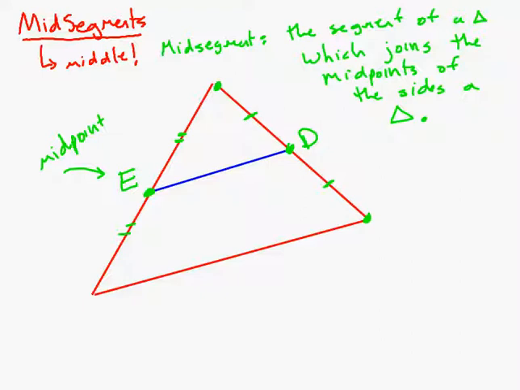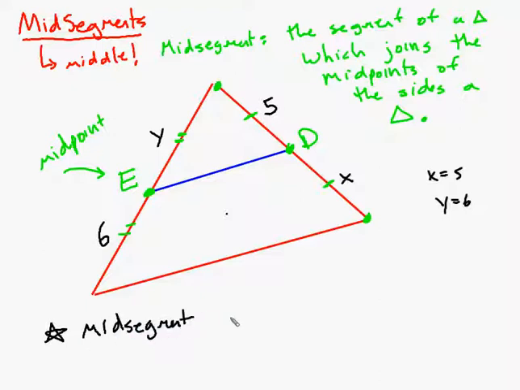So, there's lots of things that we can use this for. So if this segment is 5, what's x? 5. Okay, if this is 6 right here, what's y? 6. Easy. But mid-segment also has its own special relationship. The mid-segment is half the length of the unjoined side.